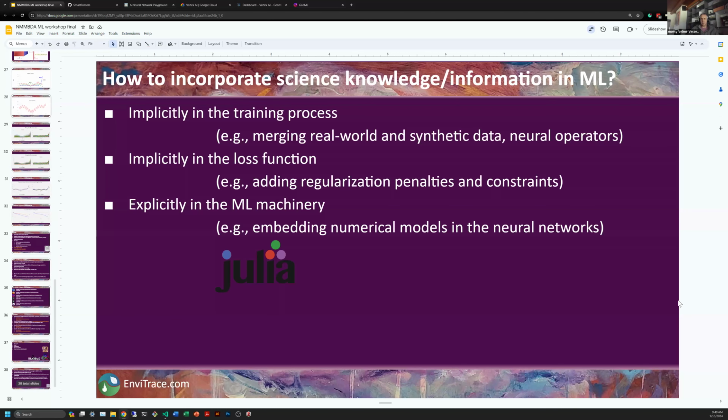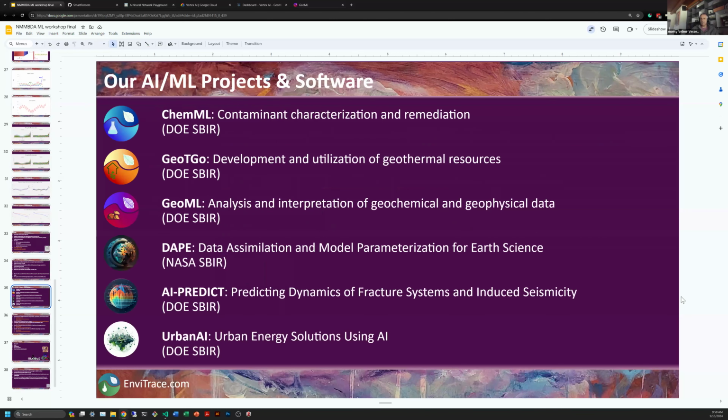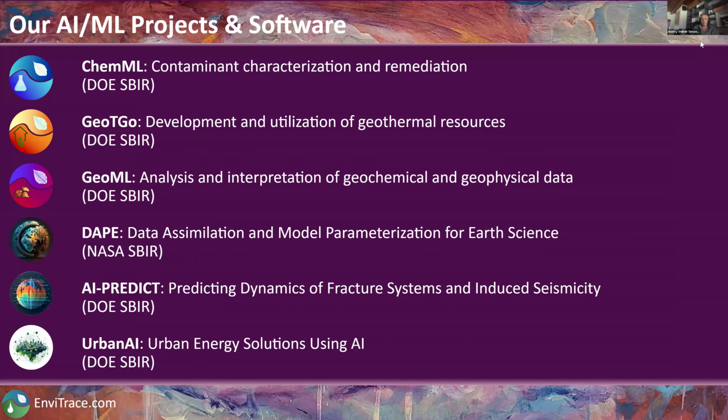Just maybe to go back to this slide to give you a high-level summary before I go there. Our company currently develops 6 different software or artificial intelligence machine learning frameworks. The first one is to characterize contaminants and how to remediate them.